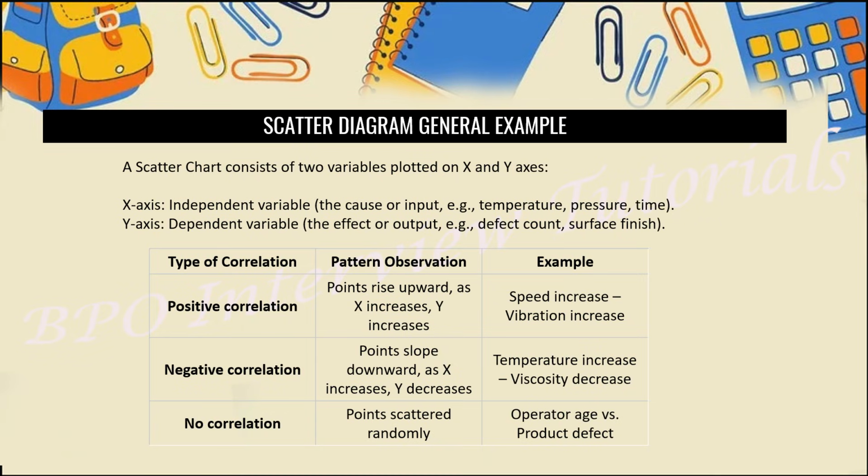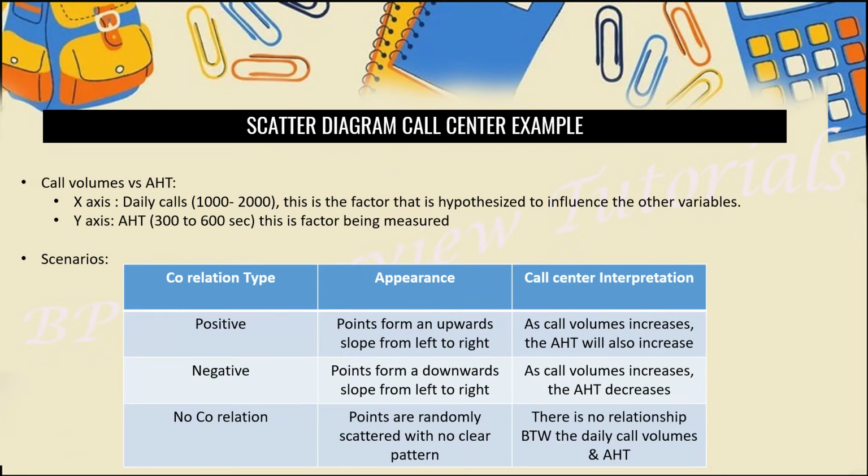Let's go with a call center example here, guys, so that you will understand this information in detail. Now, the call center example: on the x-axis we have daily call volumes, that is 1000 to 2000, and on the y-axis we have the EHT, that is around 300 to 600. A general example, guys.